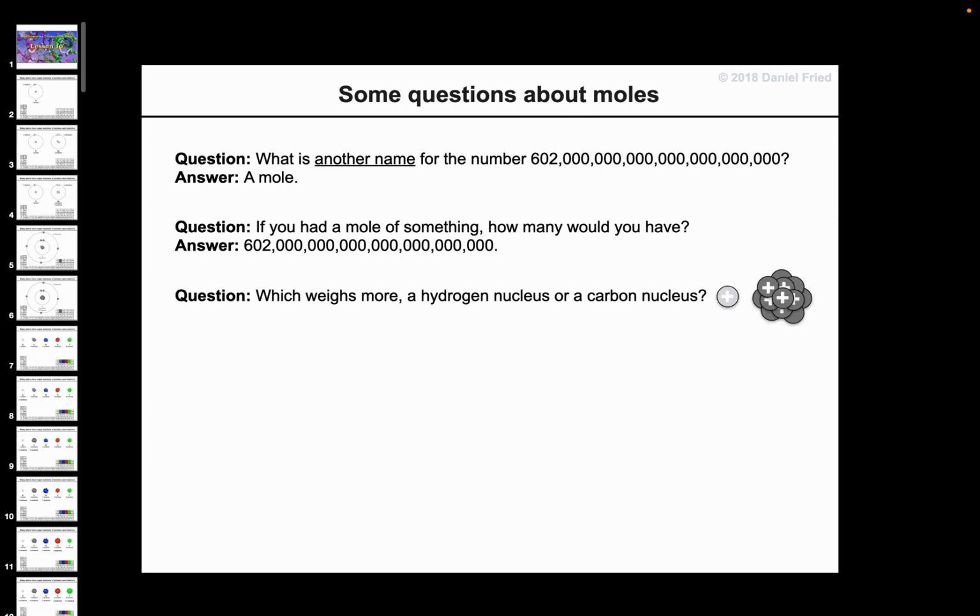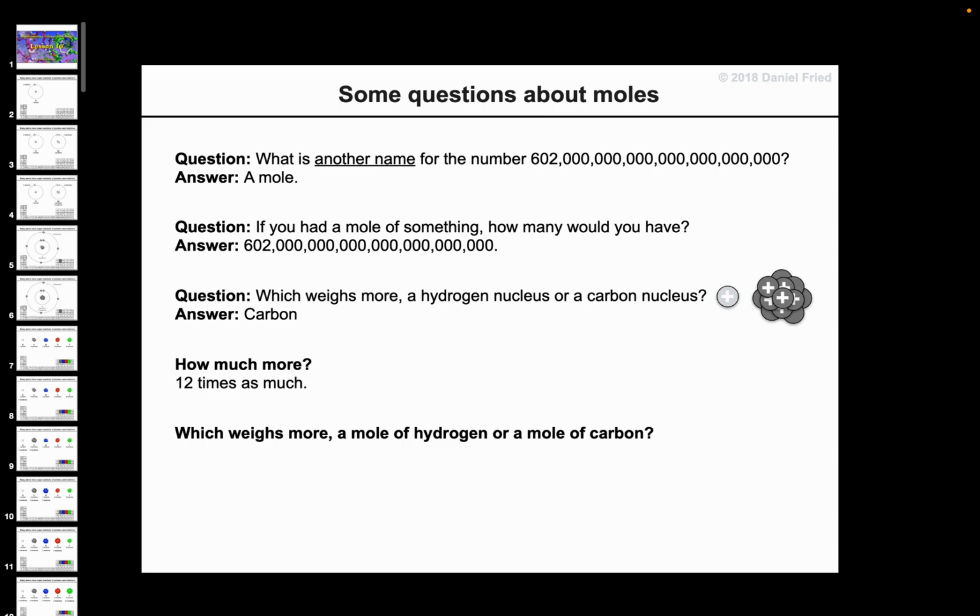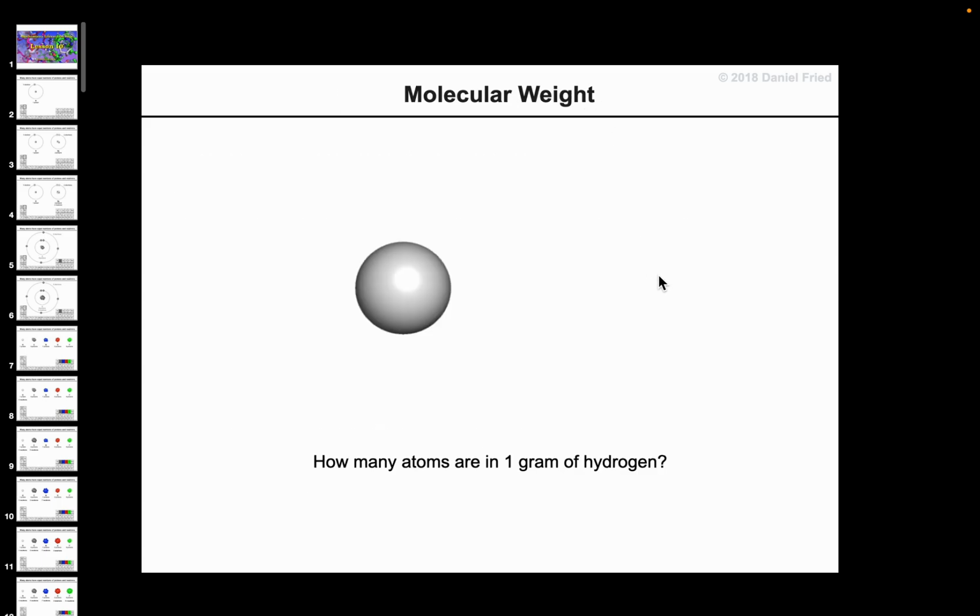Question: which weighs more, a hydrogen nucleus or a carbon nucleus? Carbon. How much more? 12 times as much. Which weighs more, a mole of hydrogen or a mole of carbon? Carbon. How much more? 12 times as much. Molecular weight.